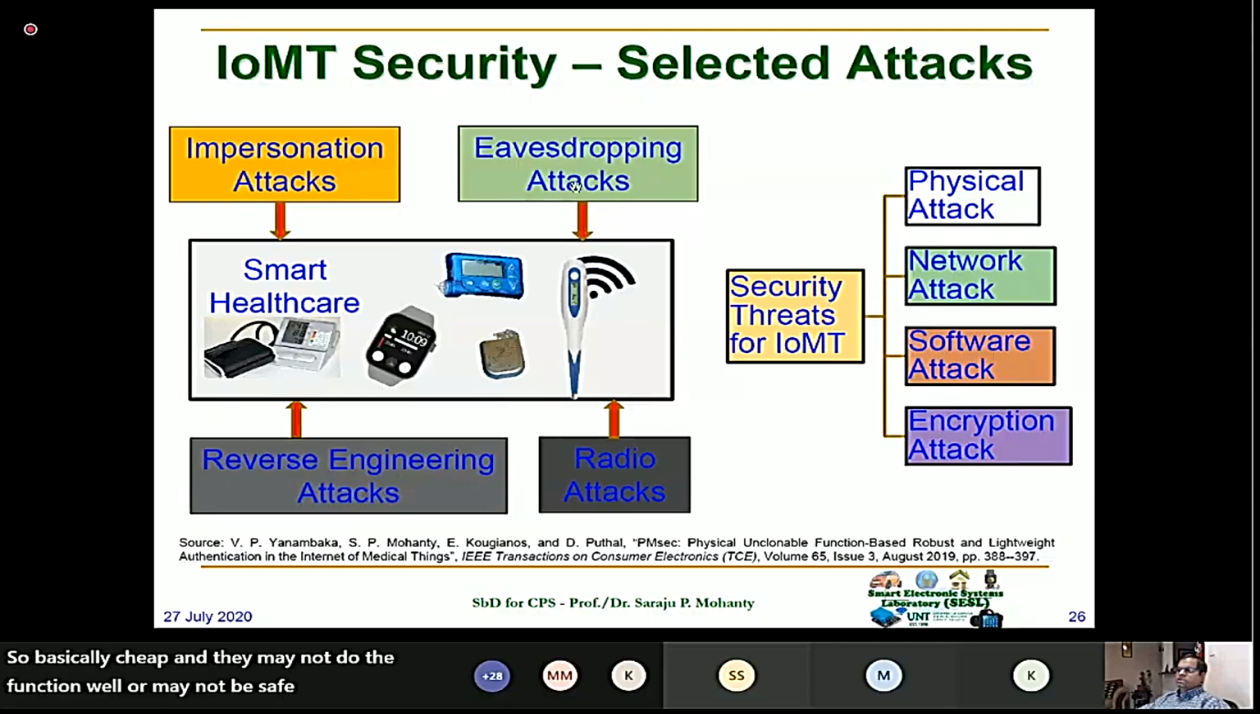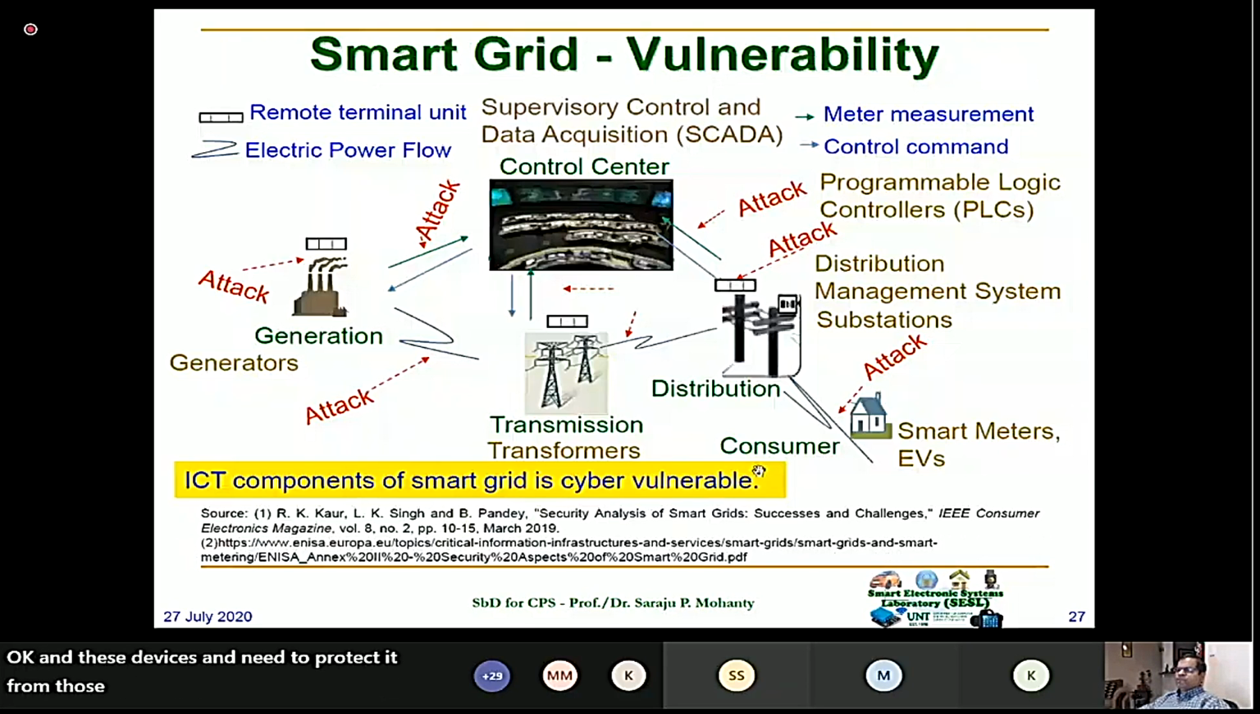So anyway, these are the things, and more, that can happen, and these devices need to be protected from those attacks. Now, we discussed a few things, which are healthcare CPS. Now, when we talk about the energy CPS or smart grid, the grid becomes a smart grid.